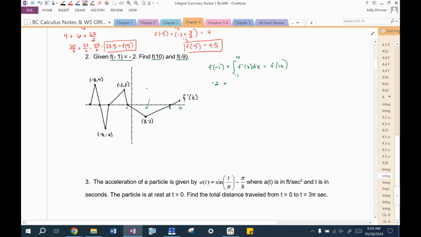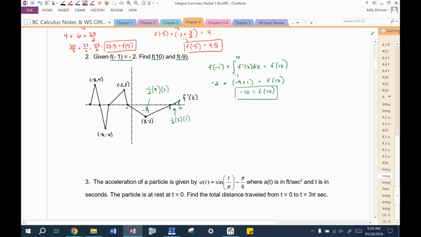So what is this area? It's -1/2 times the base. This goes from -1 to 8, so that's 9 units across the base. The height is 2. Half of 2 is 1, so this is -9. This little triangle here is 1/2 times the base of 2 times the height of 1. So that's 1. So -2 plus -9 plus 1 is equal to f of 10. So this is -8. -2 minus 8 is -10. So f of 10 is equal to -10.